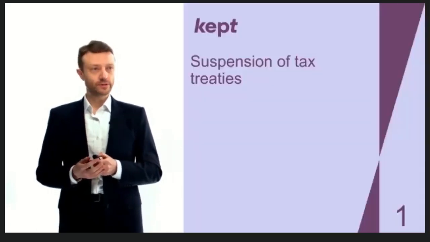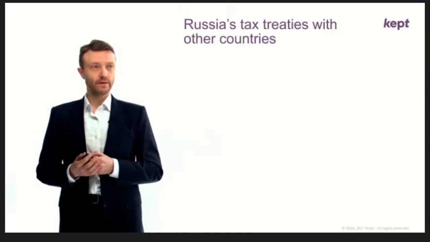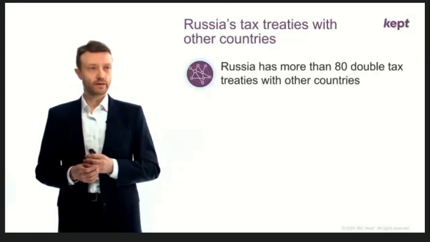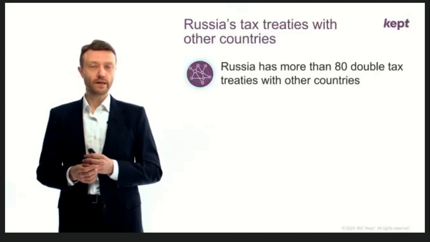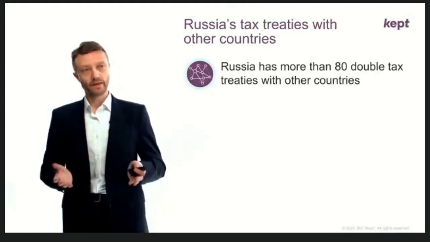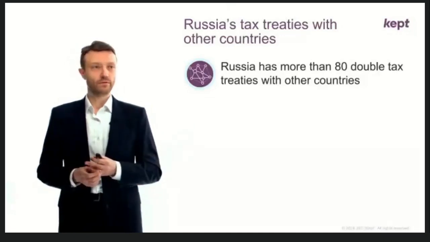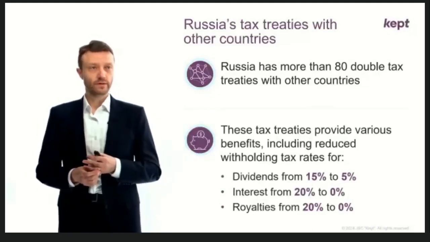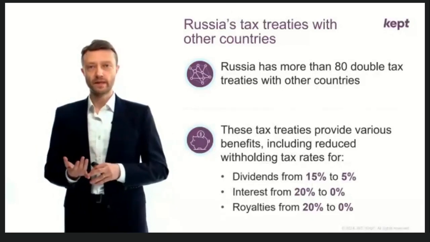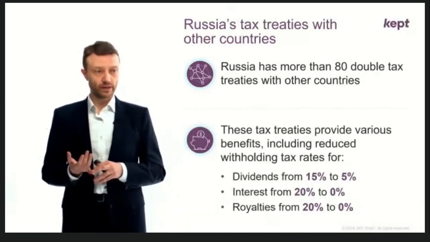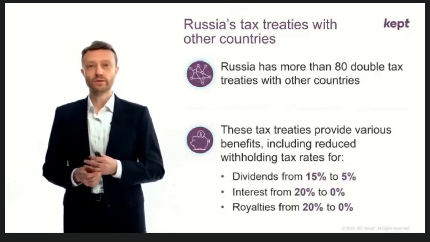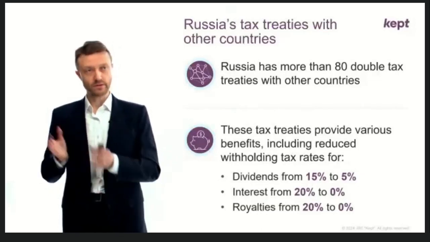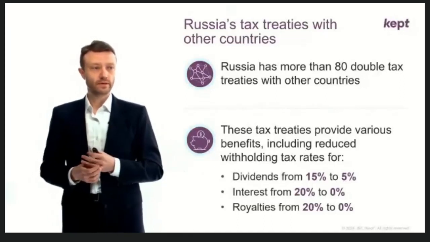The first part is Russian changes and suspension of tax treaties. First of all, to give a bit of context to this discussion, Russia still has more than 80 double tax treaties, which are an important asset for the country as a whole and for investors, because they allow reducing tax burden on cross-border transactions. They provide various tax benefits, but the most common type of benefit is reduced withholding tax rates on payments from Russia to other countries. So if Russia has a treaty with another country, then so-called passive income may be subject to a reduced withholding tax rate.